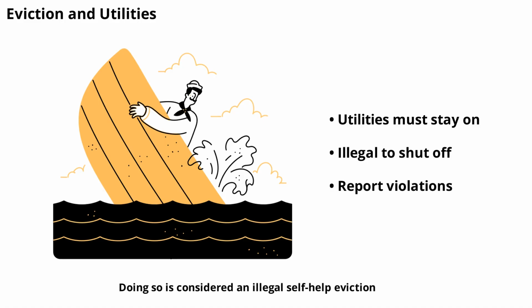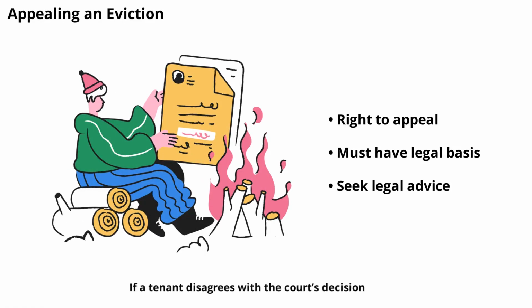Landlords cannot shut off utilities to force a tenant to leave. Doing so is considered an illegal self-help eviction. Utilities must remain on until the legal process is complete, even if the tenant is behind on rent. Tenants should report any utility shutoffs to local authorities, as this is a violation of their rights.